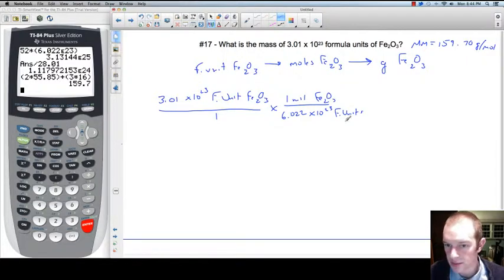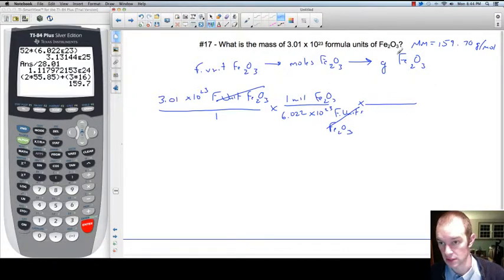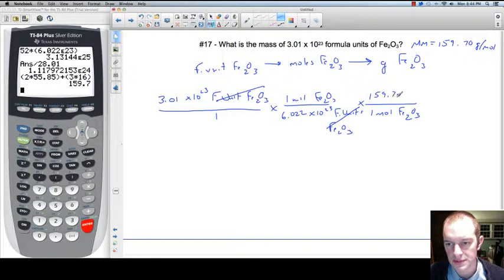And to be honest, we need to make sure we say formula units of Fe2O3 just so that we've got the same language going on here. These cancel out. What we're left with is moles of Fe2O3, and we want to get rid of that by turning it into grams. For every 1 mole of Fe2O3, you're left with 159.70 grams of Fe2O3, as we calculated.